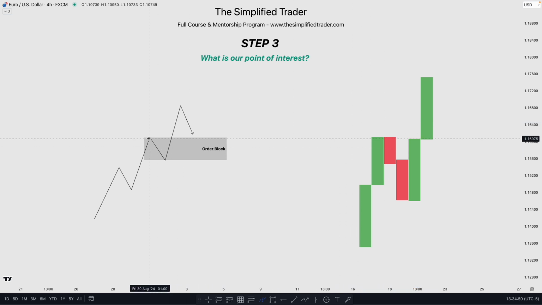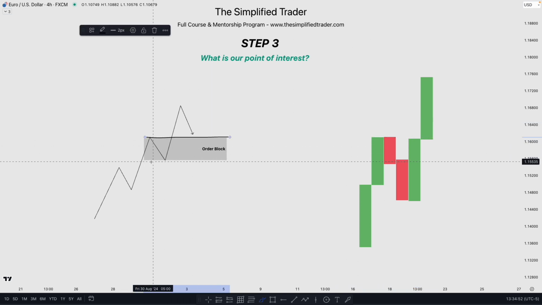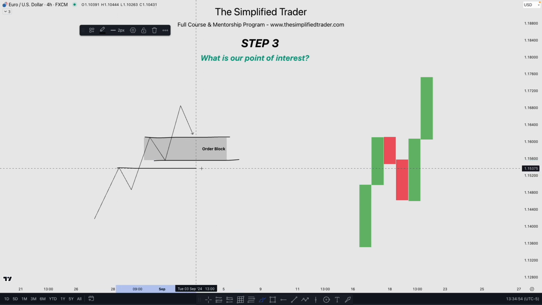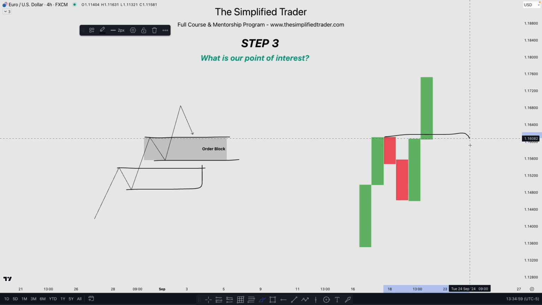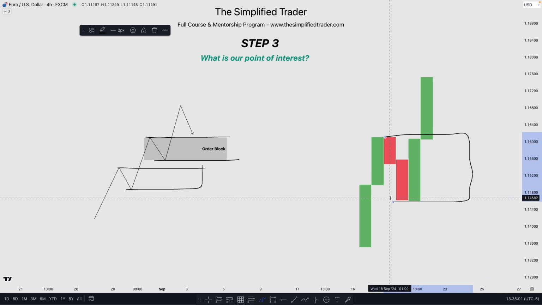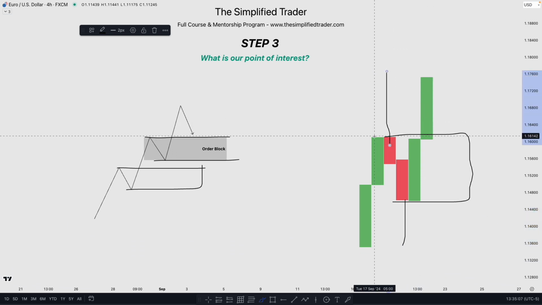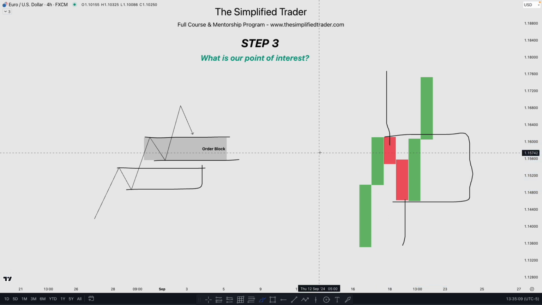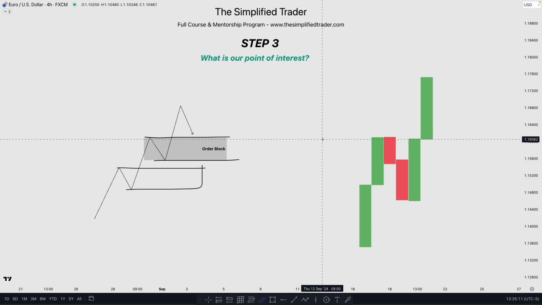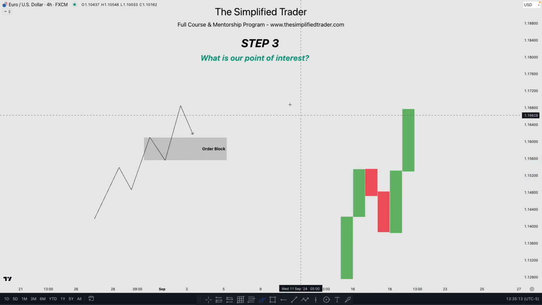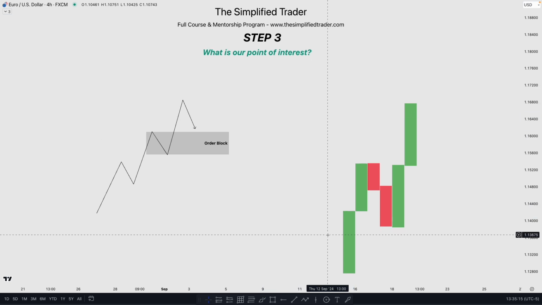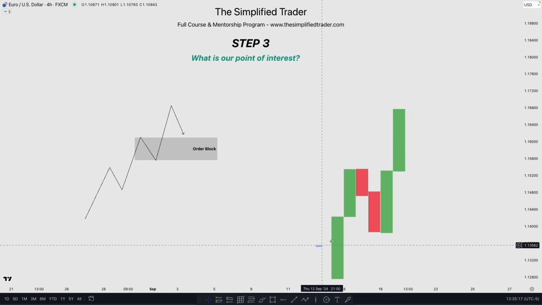So we are going to go ahead and mark out our opposing candles. Here we have opposing candles as well. And I want you to mark it from body to body. If the wick is down here, I don't care about that. If the wick is up here, I want you to only mark the body to the body. That is what I want you to focus on. So our point of interest will be, let me just move this up.